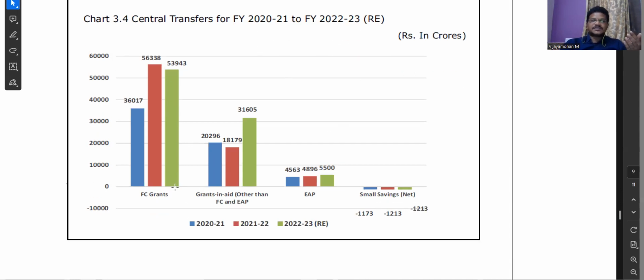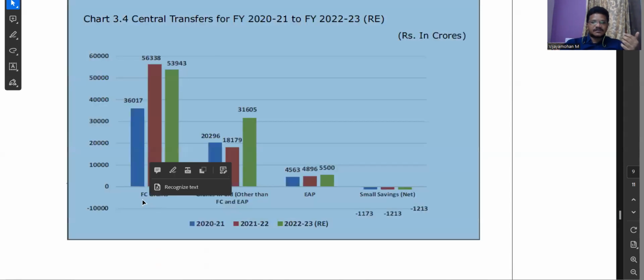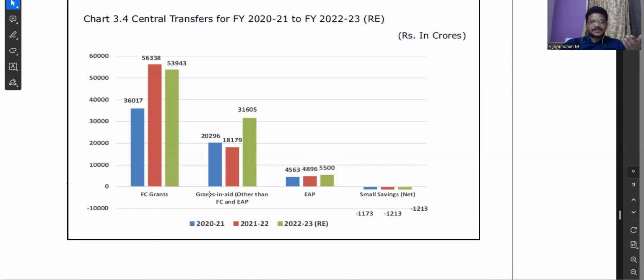Now see what the central components are: finance commission grants, grants-in-aid other than the finance commission, external aid projects or external assistance projects, and small savings. In the central transfers component, finance commission grants are the predominant one, nearly 53,000 to 55,000 crores on average. In percentage terms, nearly 65 to 70% of the funds coming from the center are finance commission grants.